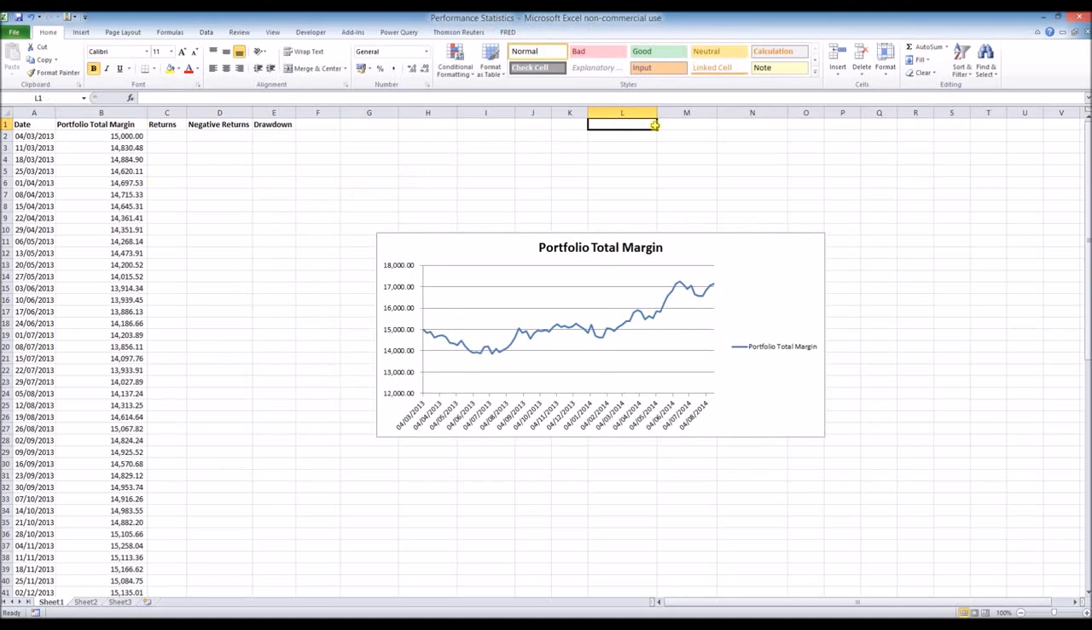Then we're going to calculate from those some more direct inputs into our performance statistics. So we'll need the annualized standard deviation, and the same, but the annualized downside standard deviation.